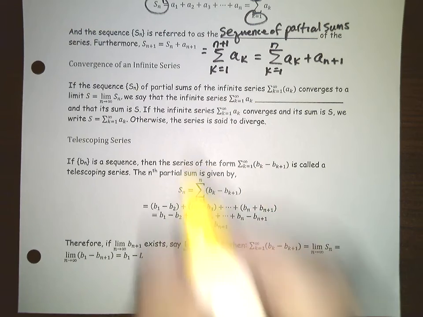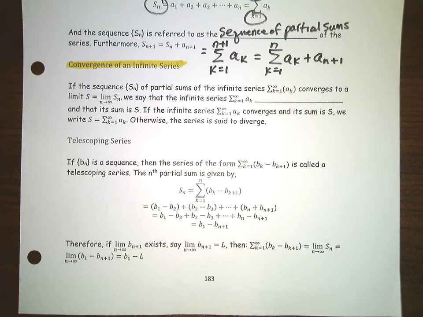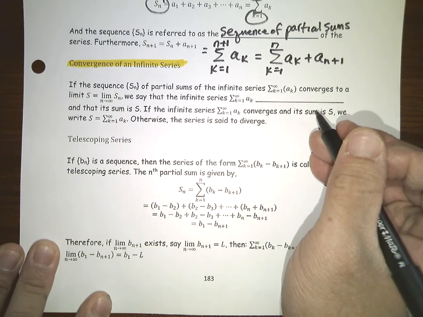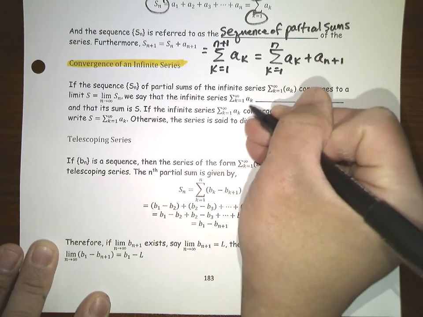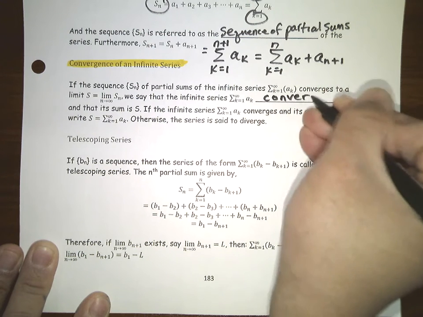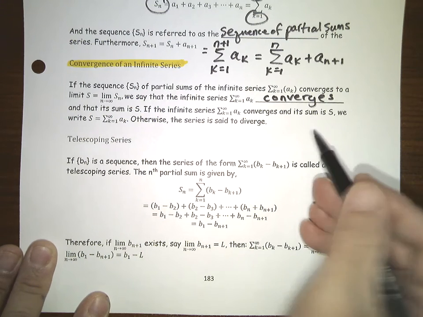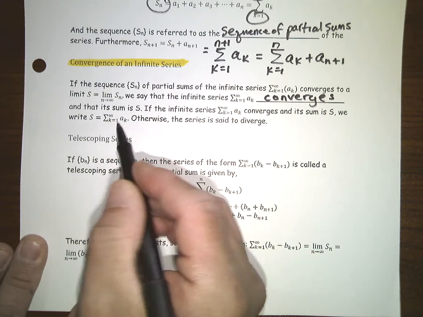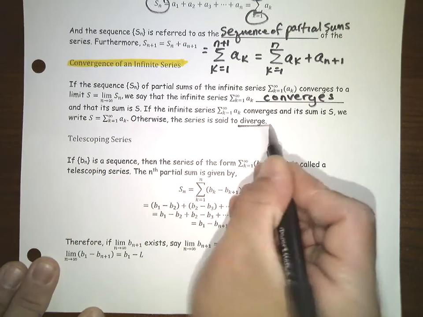So for the convergence of an infinite series, if the sequence Sn of partial sums of the infinite series converges to a limit S, then we say that the infinite series converges and that its sum is S. If the infinite series converges and its sum is S, we write that S is equal to the sum from k equals 1 to infinity of ak, otherwise the series is said to diverge.